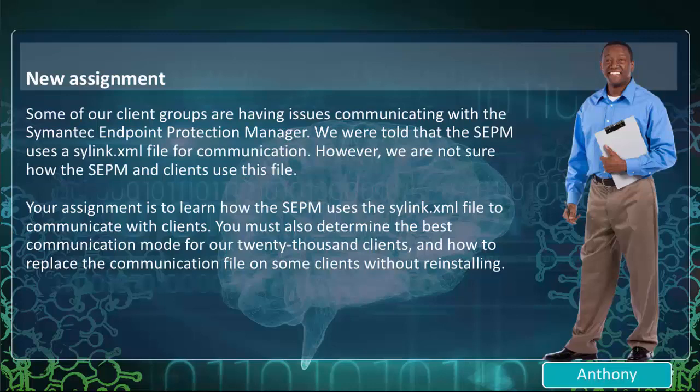Some of our client groups are having issues communicating with the Symantec Endpoint Protection Manager. We were told that the SEPM uses a sylink.xml file for communication. However, we are not sure how the SEPM and clients use this file. Your assignment is to learn how the SEPM uses the sylink.xml file to communicate with clients. You must also determine the best communication mode for our 20,000 clients, and how to replace the communication file on some clients without reinstalling.